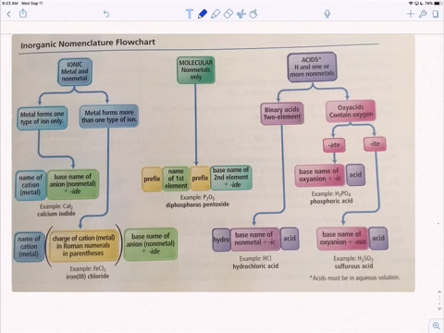So for binary acids, 2 elements, hydro, base name of the nonmetal plus ic plus acid. So HCl, hydrochloric acid, HI, hydroiodic acid, HF, hydrofluoric acid, and so on. Oxyacids, if it's ate, so sulfate, then it's plus ic, sulfuric acid. If it's ite, if it's sulfite, you put ous. Sulfite is sulfurous acid. Makes sense?